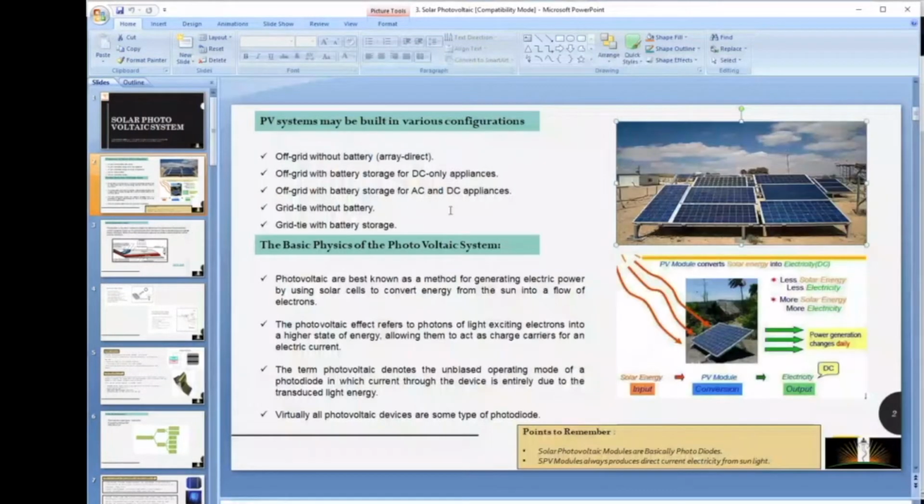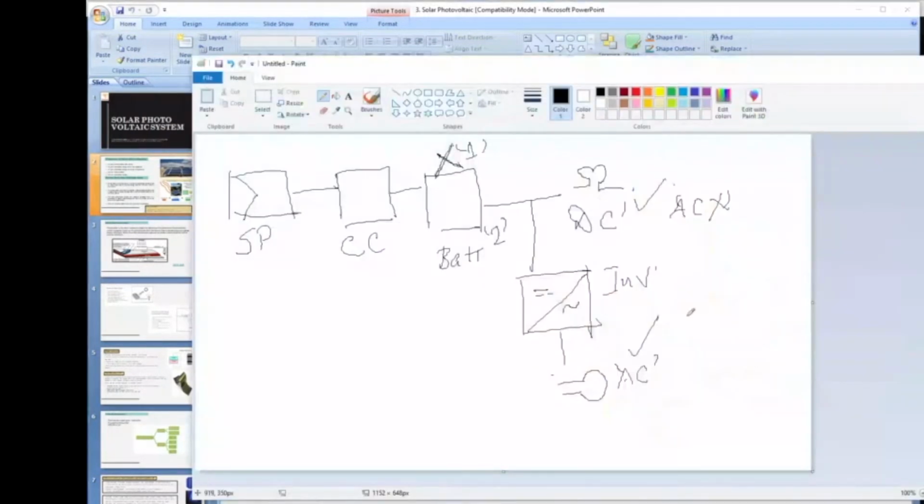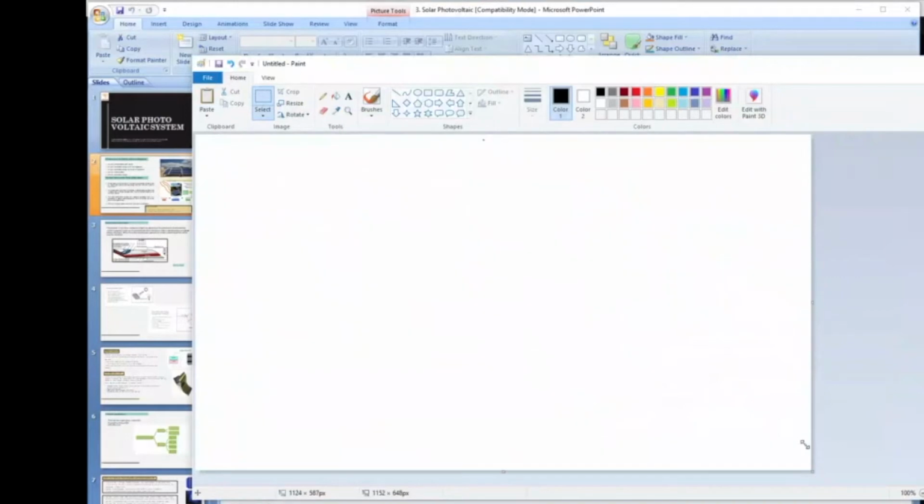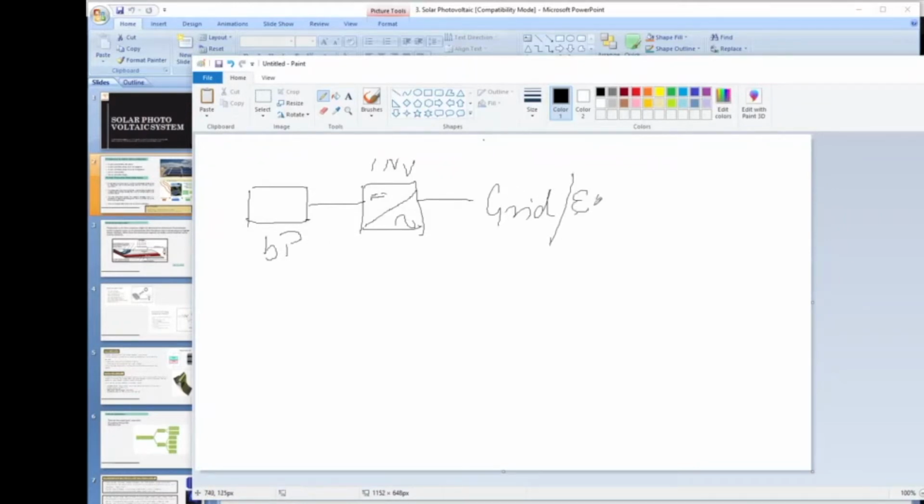And next is grid tied without battery. That means in this case, let me clear it, just hold on. In the next case, what we are doing, we are using a solar panel. We are connecting it with a battery. Sorry, an inverter. Inverter to our grid. What does grid mean? Grid is basically the national grid or our electricity meter. We connect it to an electricity meter. So this is our grid tied system.